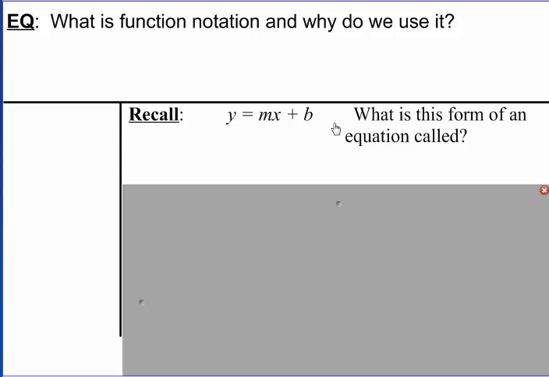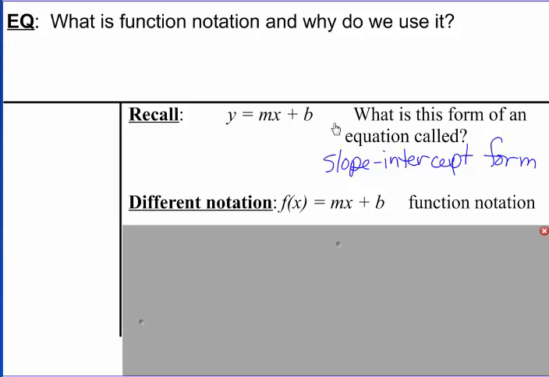Okay, hopefully you remember the previous lesson. This is called slope-intercept form. And we can take this form and rewrite it into a different kind of notation, which is called function notation. What function notation does is it changes the y into an f of x.